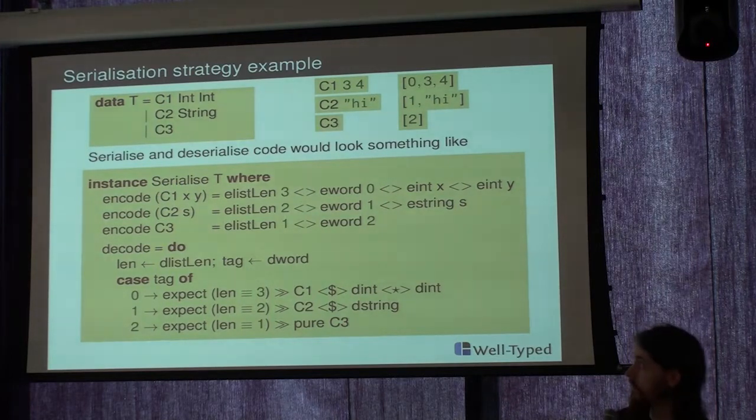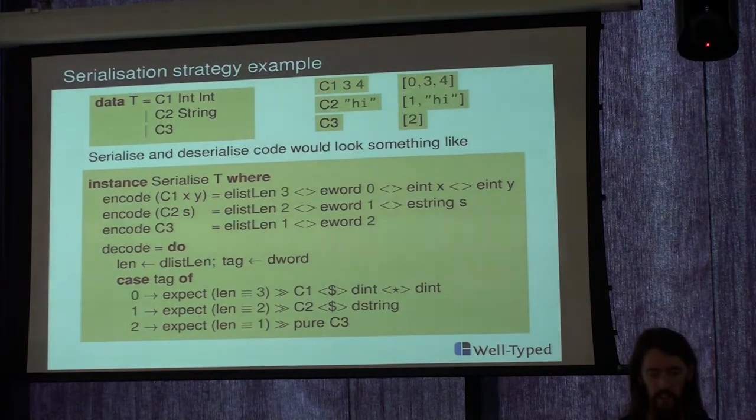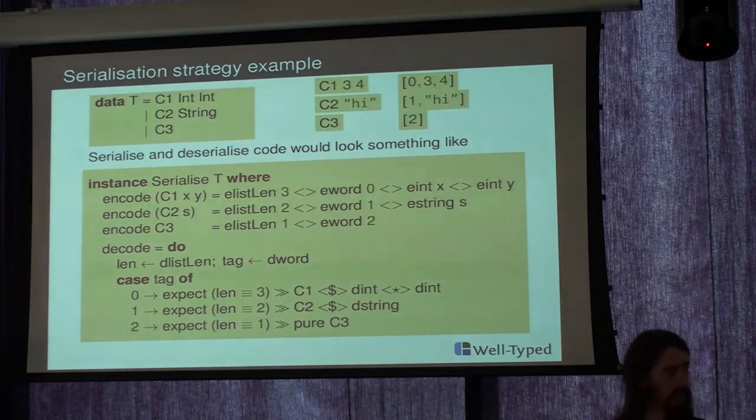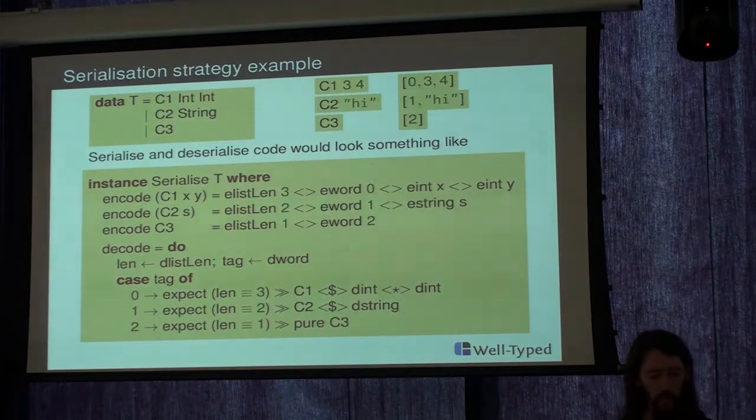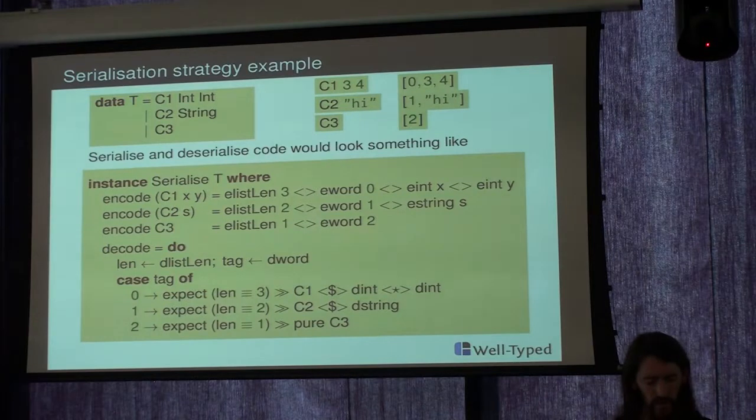So if you see the example at the top again, constructor 1 has 2 integers, so we're going to encode it as a list of length 3 with a tag of 0 and then the 2 body parts. And then similarly for deserializing, we're going to inspect the length of the list, then look at its tag, case analyze on the tag, depending on which tag we got, then we expect further the body parts. And we assert that the length is right. So that's the kind of thing we're going to expect to see. And that looks fairly straightforward.